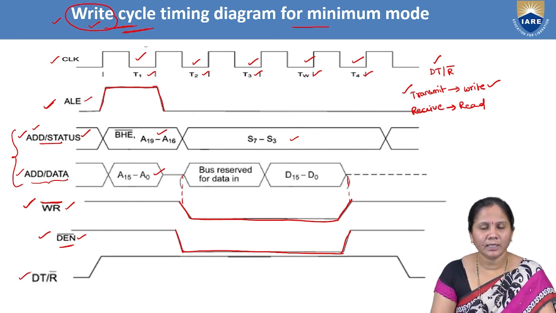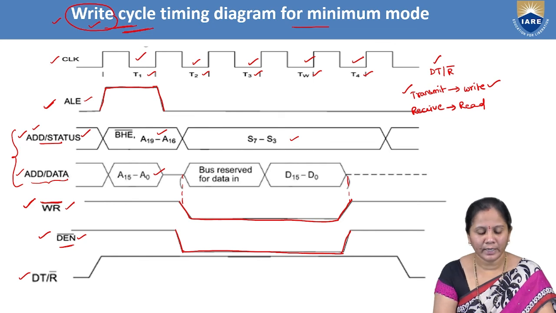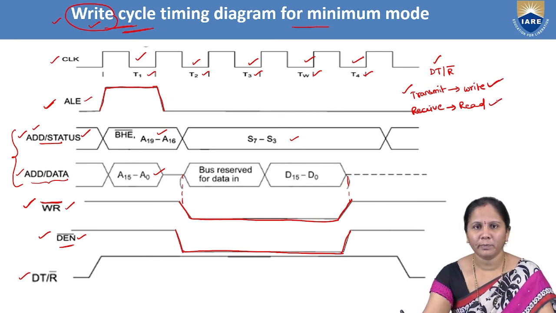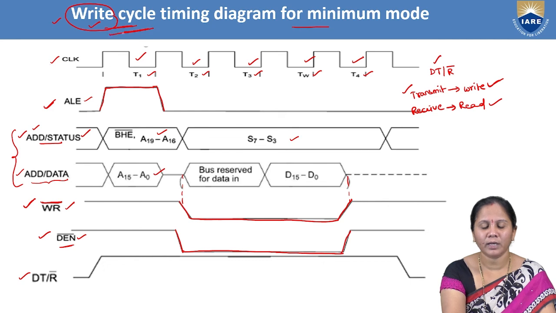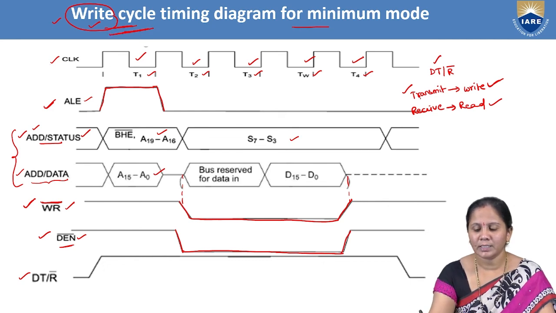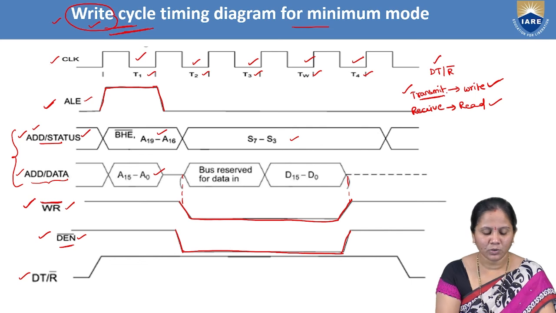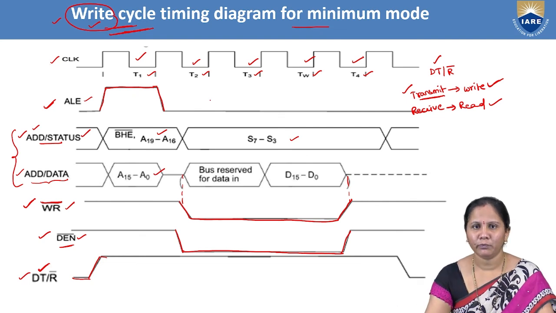And the next signal is DT/R bar, data transmit and receive. As we have discussed, transmit means write operation and receive means read operation. Since we are discussing write, we have to consider the transmit section. Here the transmitter is an active high signal. In order to say that the data is being transmitted, you have to indicate it with a positive pulse because this is active high. So this is the positive pulse for the complete bus cycle from T1 to T4.